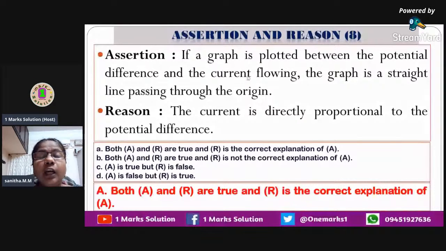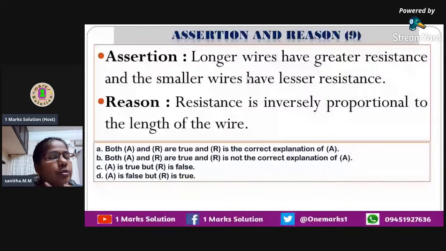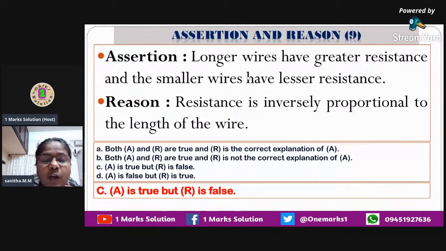9th question: longer wires have greater resistance and the smaller wires have lesser resistance. Of course, we have discussed already, resistance depends on the length. When the length increases, resistance also increases. When area increases, resistance decreases. So the assertion is correct. What about the reason? Resistance is inversely proportional to the length of the wire. No, that is not correct, isn't it? It is directly proportional. So the reason is not correct. That means it is false. So A is true and R is false, which is option C.